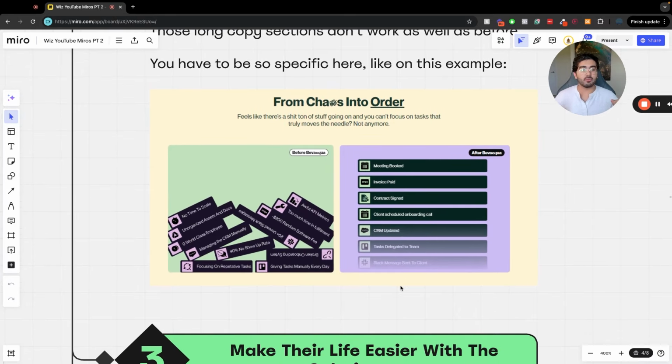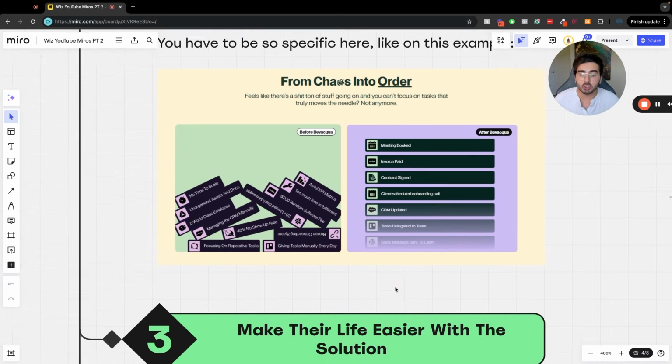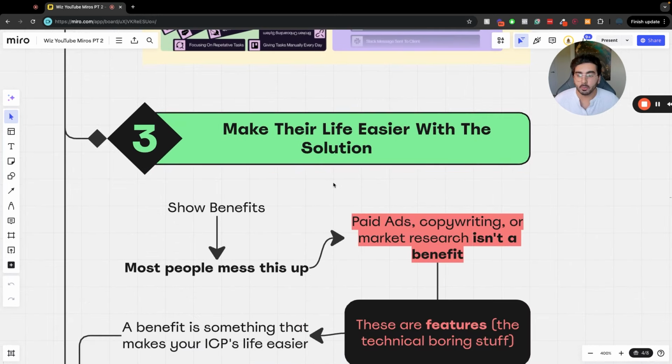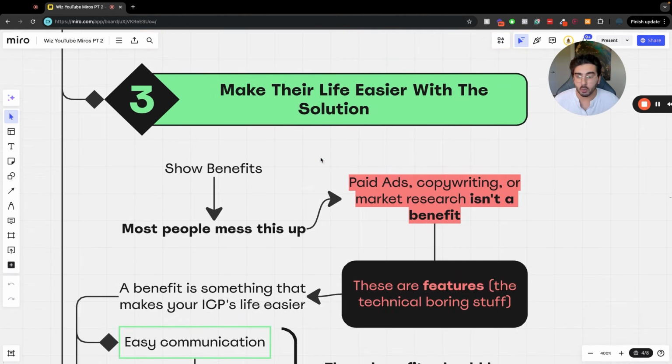You're trying to aggravate them, you're trying to irritate them, you're trying to show them that there are so many other issues that they're facing, but I can solve them because I have it down to a perfect process. And that leads us into step number 3, making their life easier with the solution.